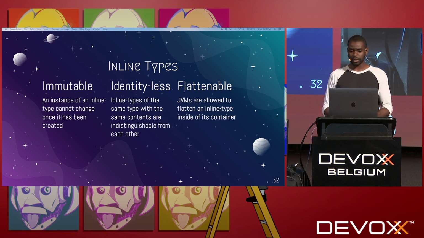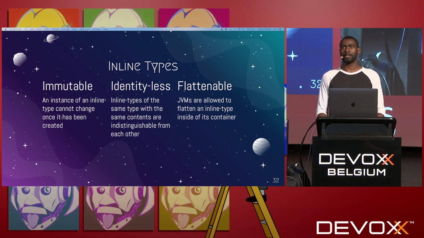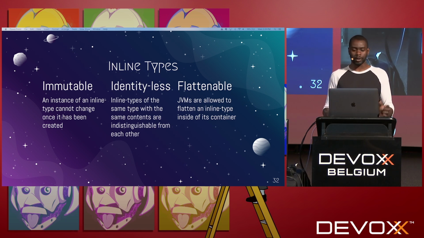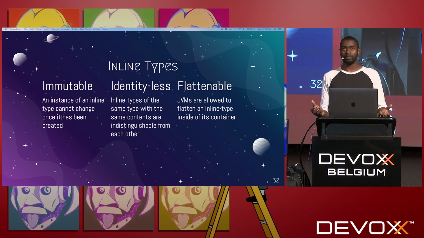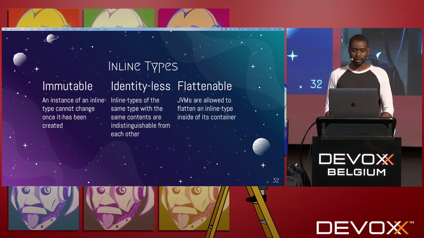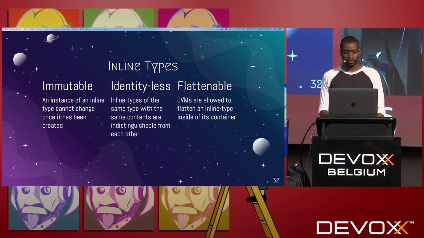So as you can see, inline types have a lot of the same characteristics as primitive types. Primitive types don't have identity. Int of 1 is the same everywhere. Primitive types are embedded within their containers, and they're immutable. So they're very similar in that respect.